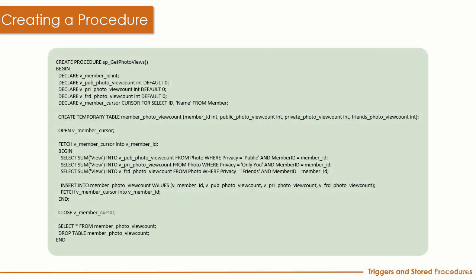This is an example where you declare some variables and you create a temporary table. Remember, the procedure is running in the database, so you can do whatever you like at the database level. You just create a table and then you fetch the data and then calculate the sum, insert into the table, and then continue the loop. Then you return the information to the query user.